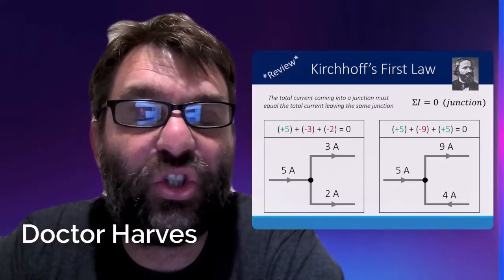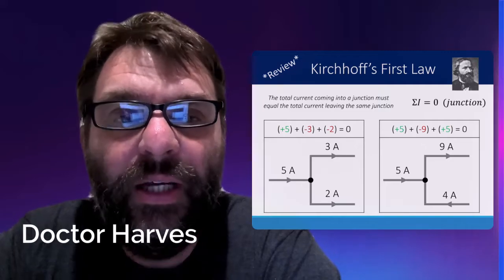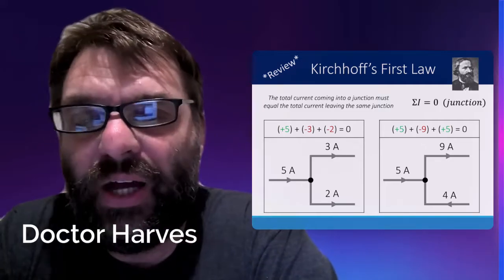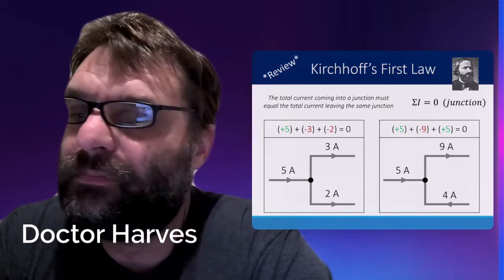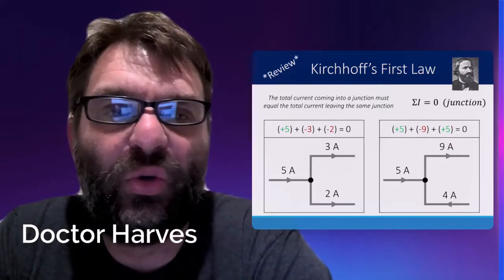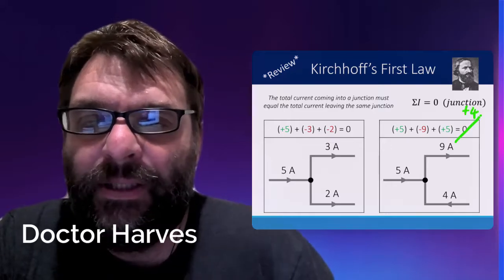So going back to the previous lesson, as a review, Kirchhoff's first law, basically the total current coming into a junction must equal the total current coming out. And those are the two examples that we used, being careful, of course, to recognize that the direction also changes, and that's +4, not +5.